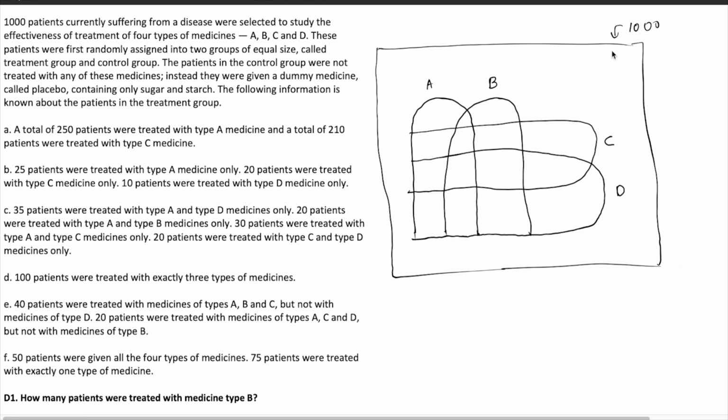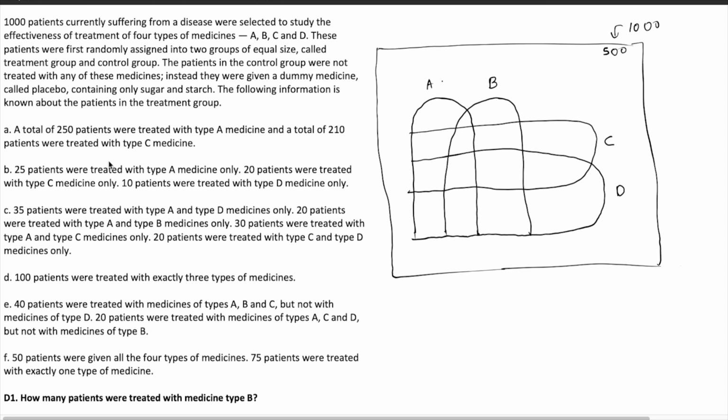So 500 patients will be the control group, and all the control group are outside this projection diagram. So 500 people here, and the rest of the 500 people will be within these A, B, C and D projections. So let's read each point one by one and try to mark as much as we can. A total of 250 patients were treated with type A medicine and a total of 210 patients were treated with type C medicine. Now we will read through each point.